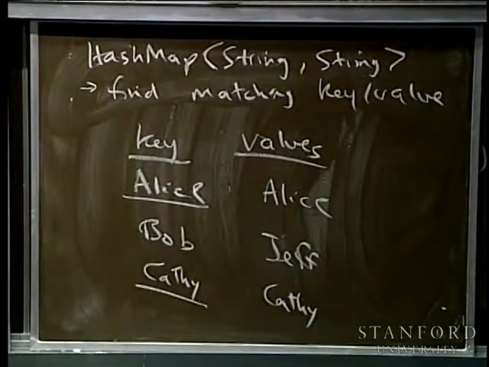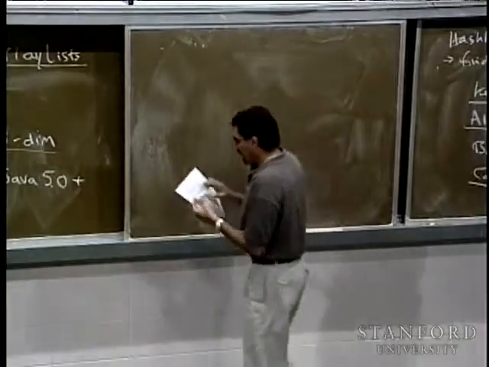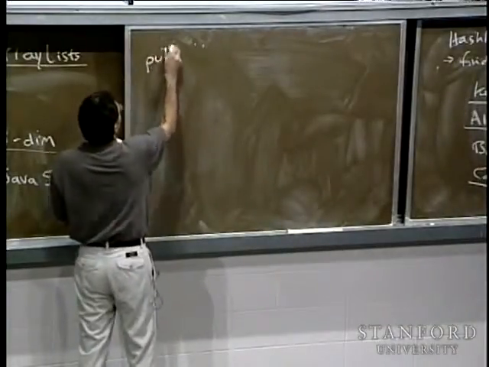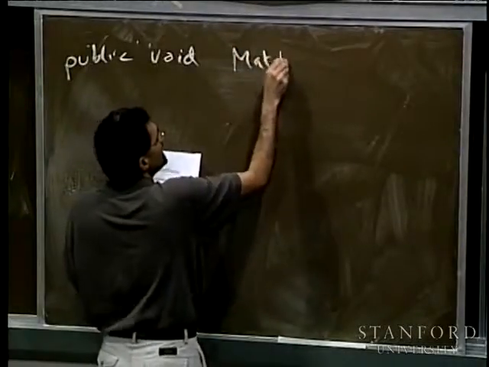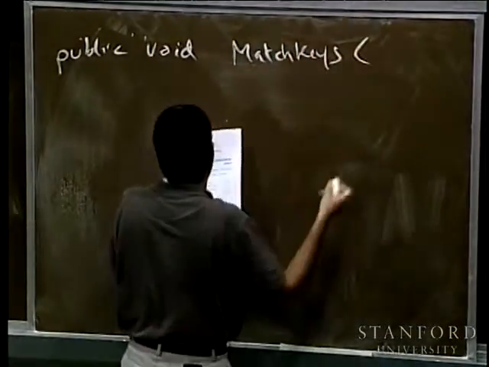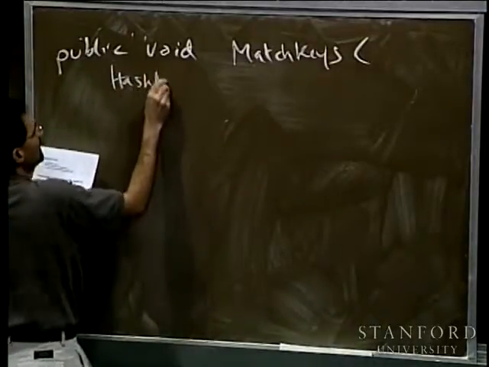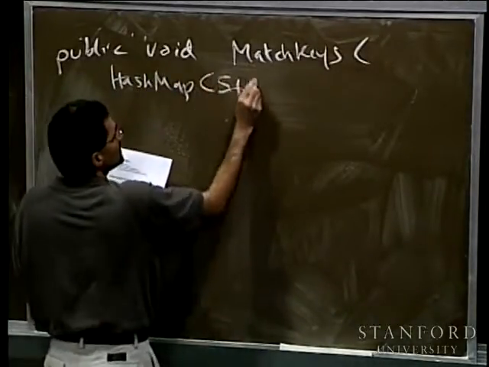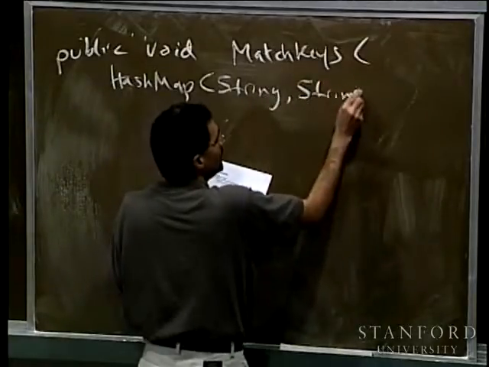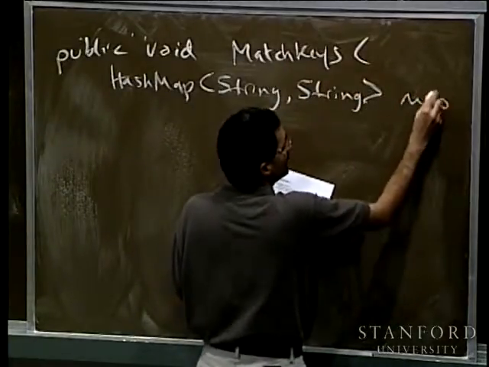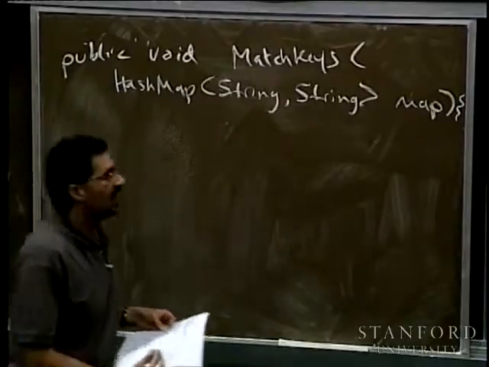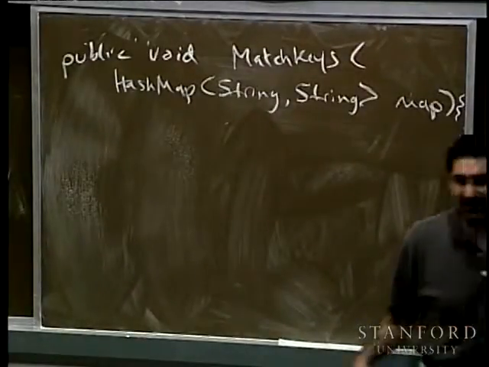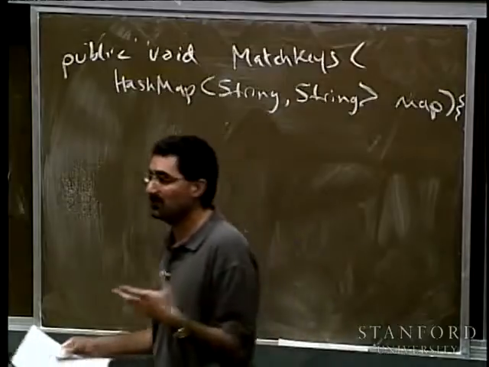So if we want to think about solving that problem, we might be given some header like public void matchKeys, and this has some parameter that it's passed, like a hash map from string to string that we'll call map. Right, and so all the syntax should hopefully be stuff that's just second nature to you at this point. You really want to figure out how to solve the problem. And if you think about this problem, if we want to find out which keys have the same value as their value, what's the first thing we want to do?